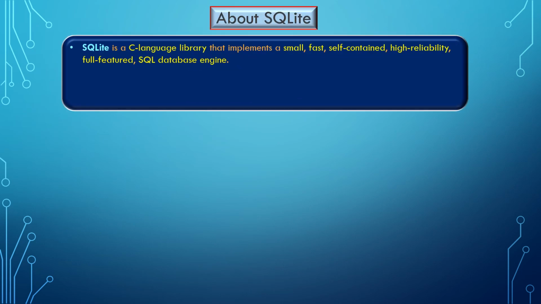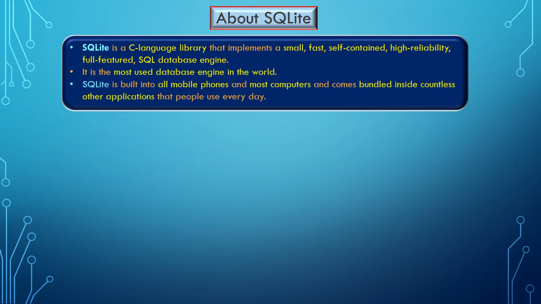SQLite is a C language library that implements a small, fast, self-contained, high-reliability, full-featured SQL database engine. It is the most used database engine in the world. SQLite is built into all mobile phones and most computers, and comes bundled inside countless other applications that people use every day.